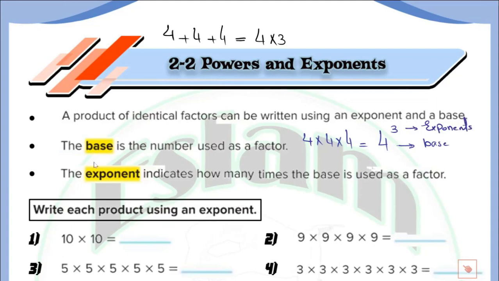So again, one more time. Once we repeat the addition, it will be converted to multiplication. But once we repeat the multiplication, it will be converted to the exponent or the power. So the multiplication is how many times we repeat the addition, and the exponent is how many times we repeat the multiplication. The number which is repeated is called the base, and how many times we repeat this number is called the power.